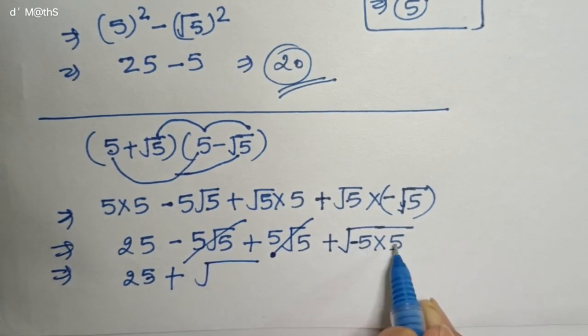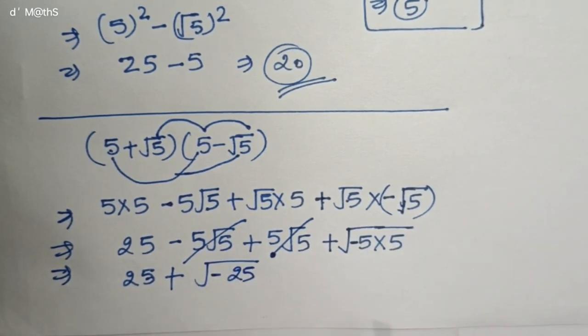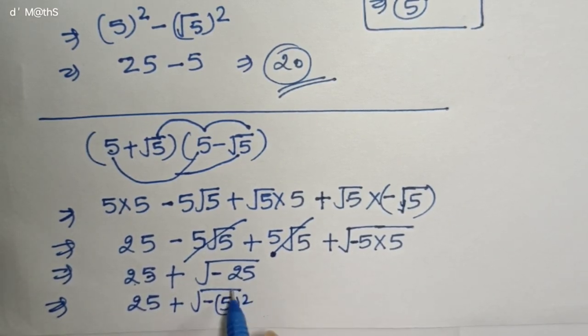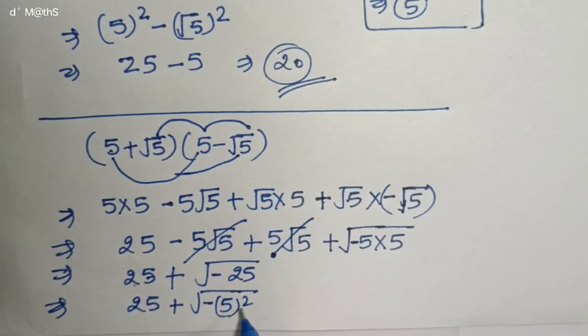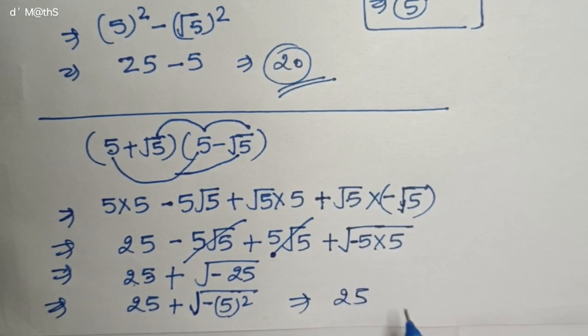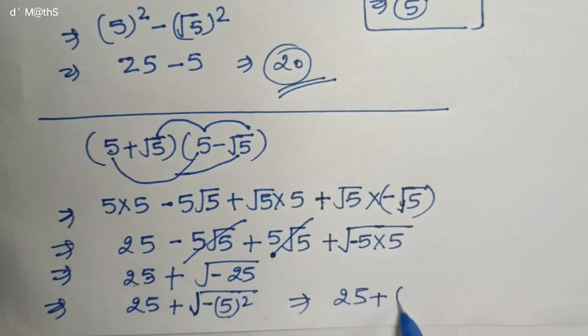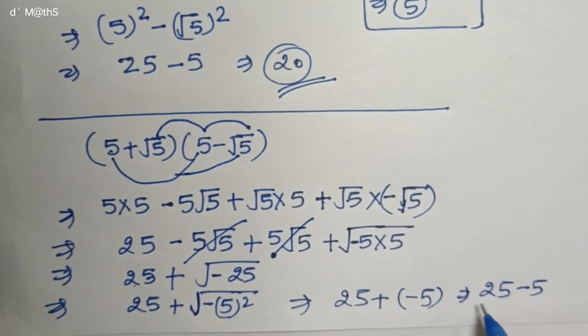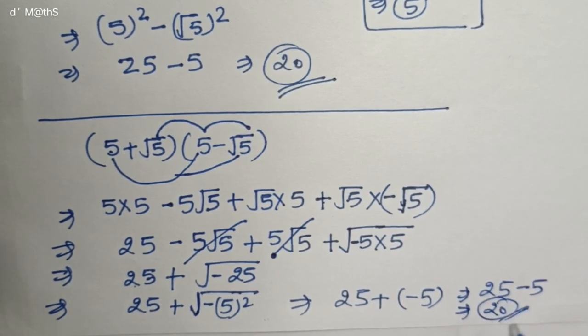Now you have left only 25 plus minus 25 in the root. So you will write 25, and you know 25 is the square root of 5, you can write this like this. So you will get 25, and there is a sign of plus, so 25 plus and minus 5 will be coming out from the root, so 25 plus minus 5 from the roots, so it will become 25 minus 5, so you will get 20 as your answer.